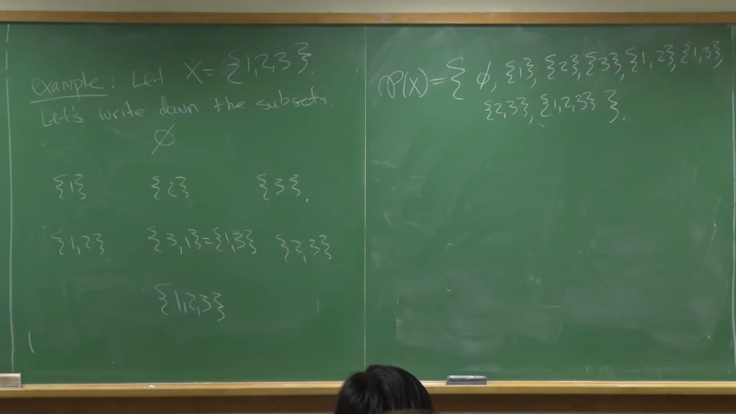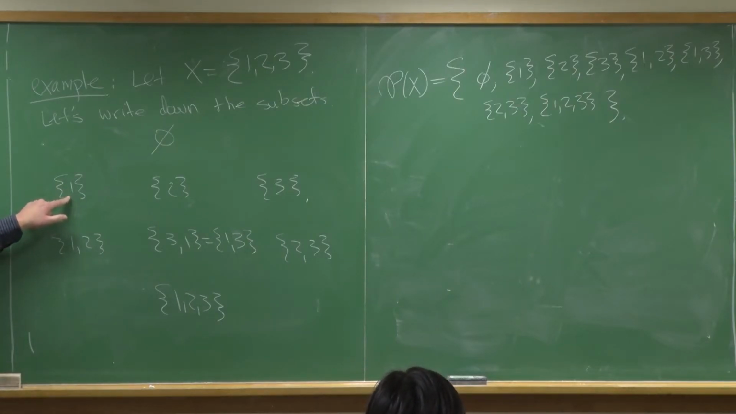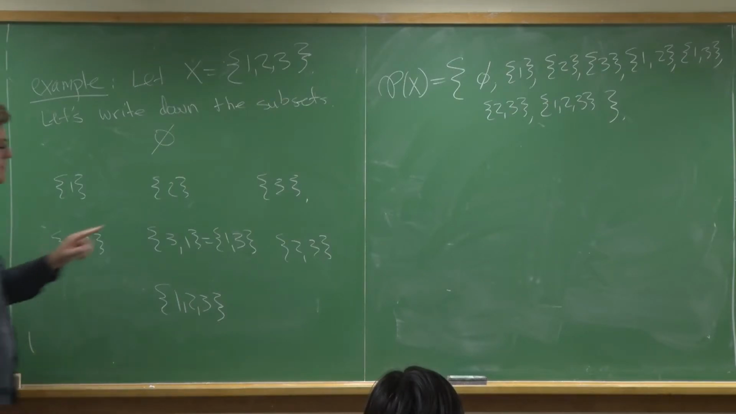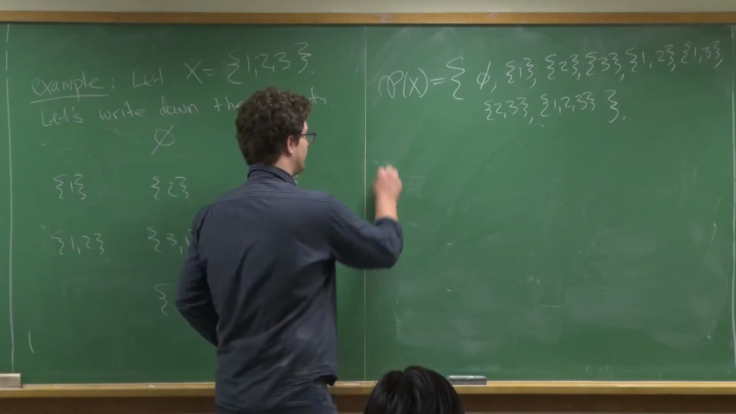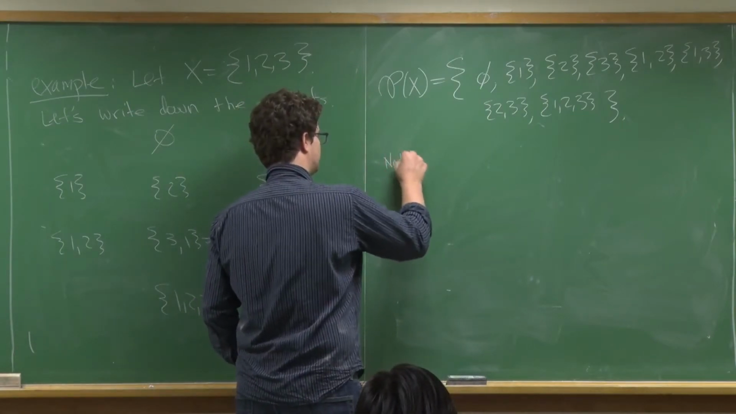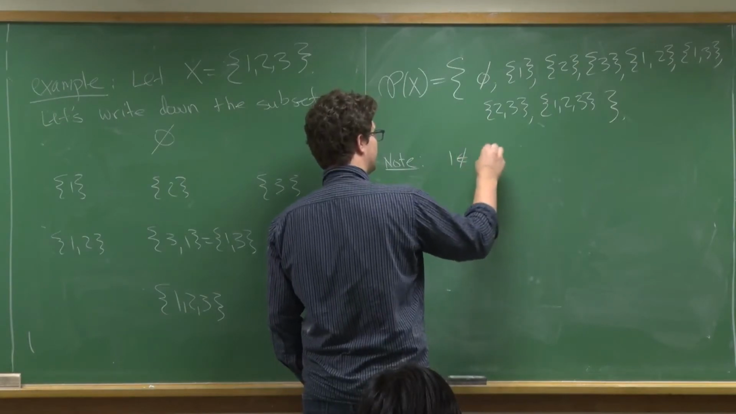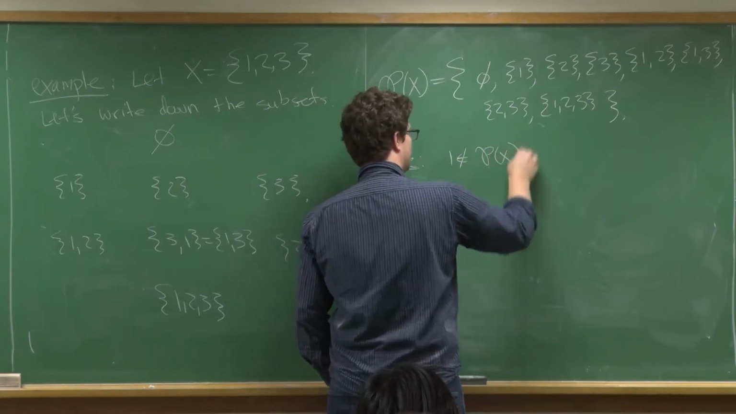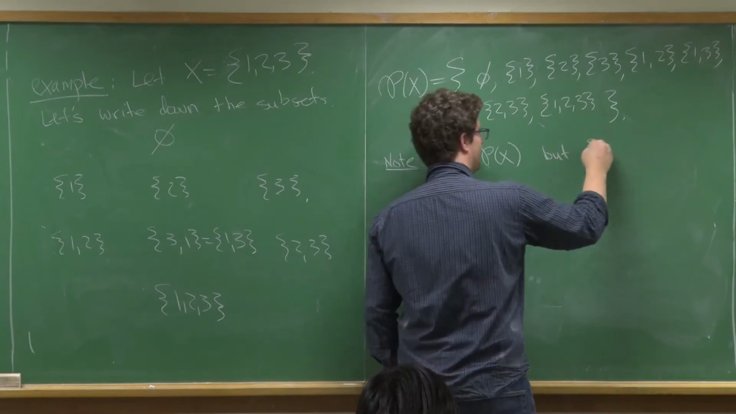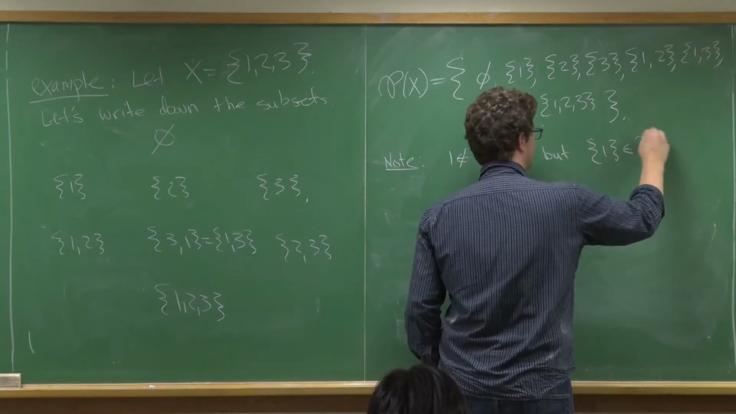So it's the set of all subsets, right? Notice that this is not the same thing as 1. So note that 1 is not an element of here, but the set {1} is an element of here.